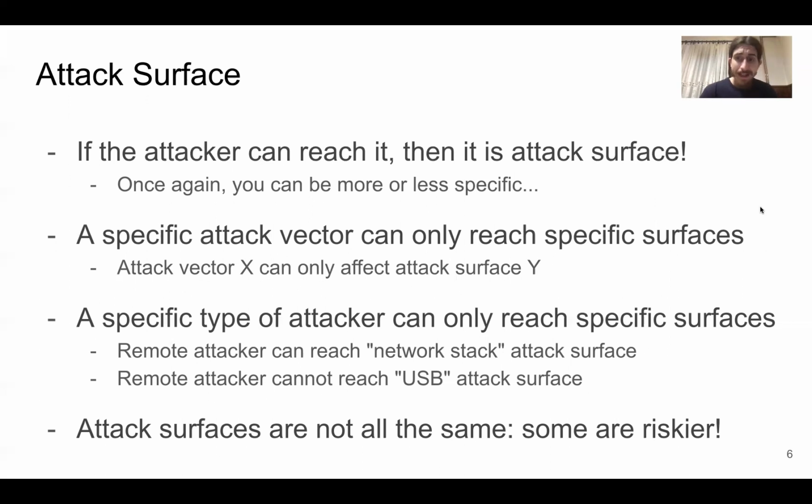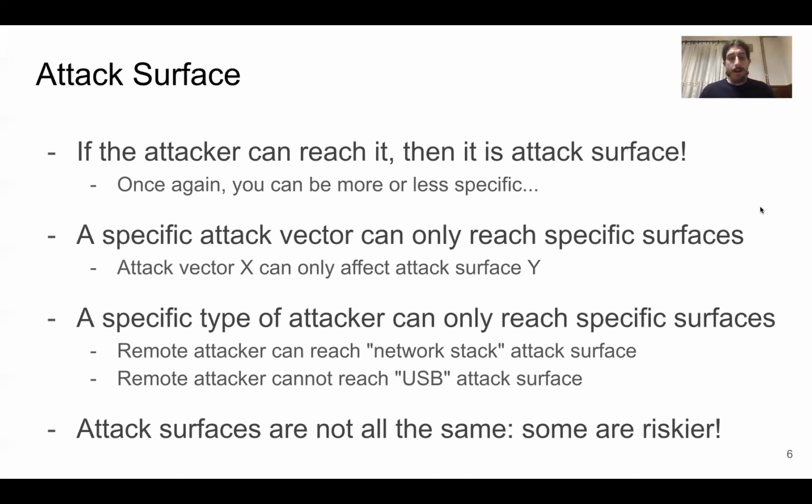And again, a specific type of attacker can only reach specific attack surfaces. Example, a remote attacker can reach the network stack attack surface. Again, the assumption is that he sends you something remotely, for example via email, or is connected on the same network, then he can send the packet directly to the code in the kernel that parses incoming packets. And that's why you can say that a remote attacker could reach the network stack attack surface. Another example is a remote attacker cannot reach the USB attack surface. Why? Well, because usually the USB is something that belongs to the physical attacker. So to reach the USB attack surface, usually we need to plug a cable in, which is not something that the remote attacker can do.